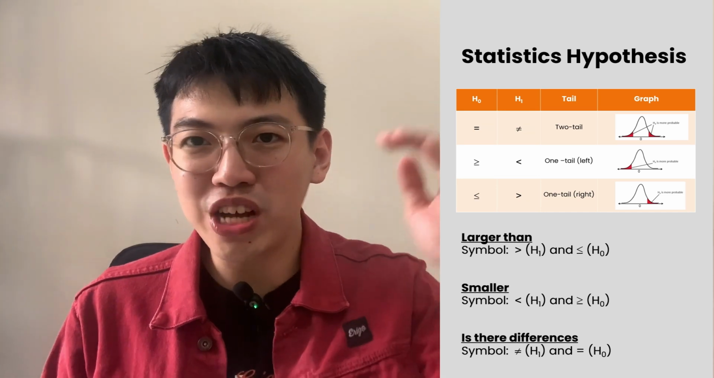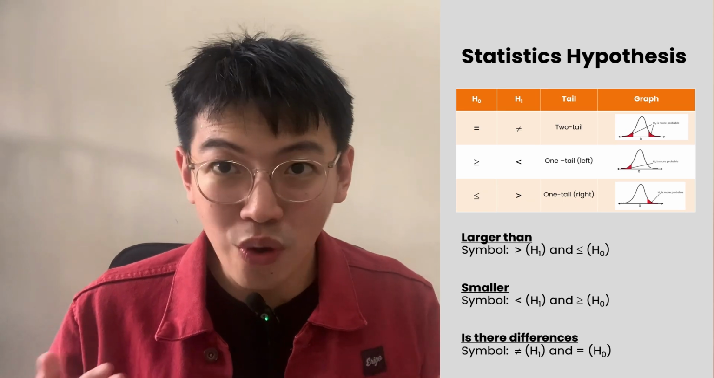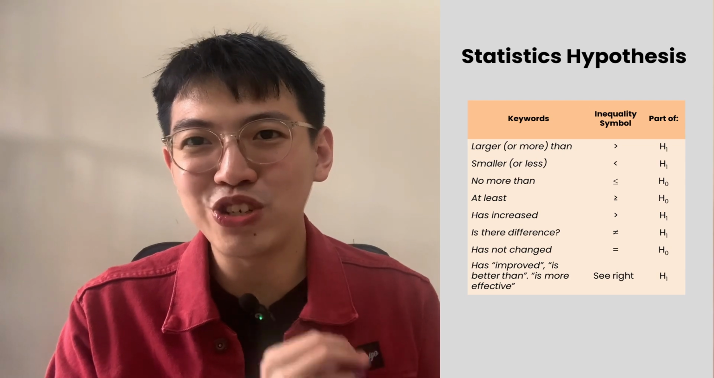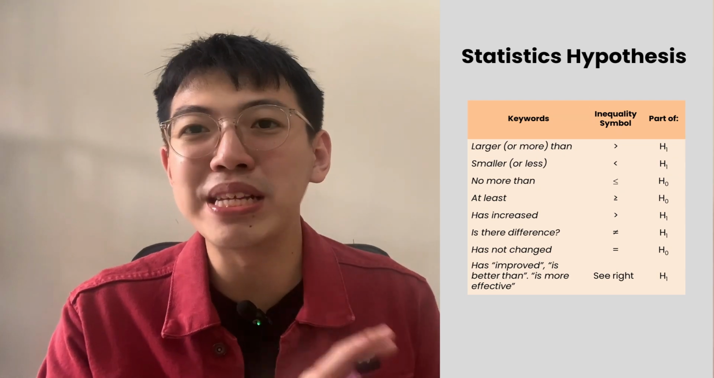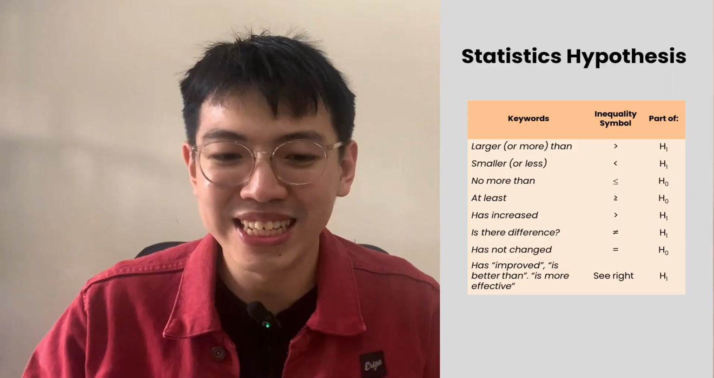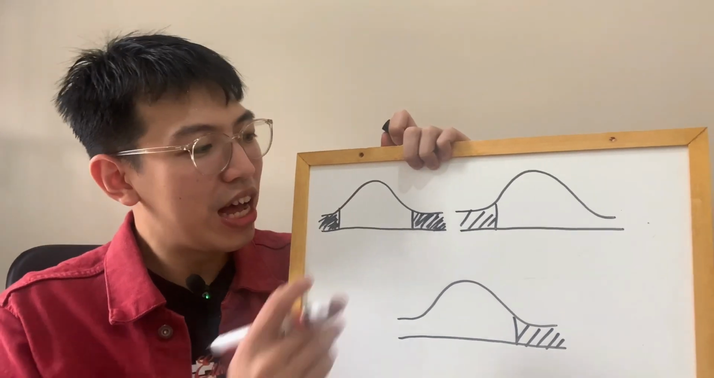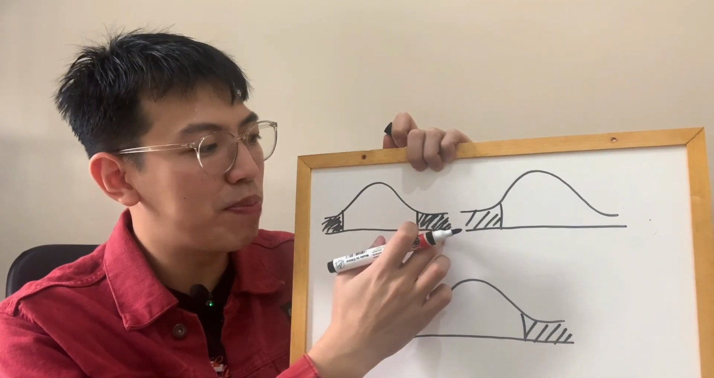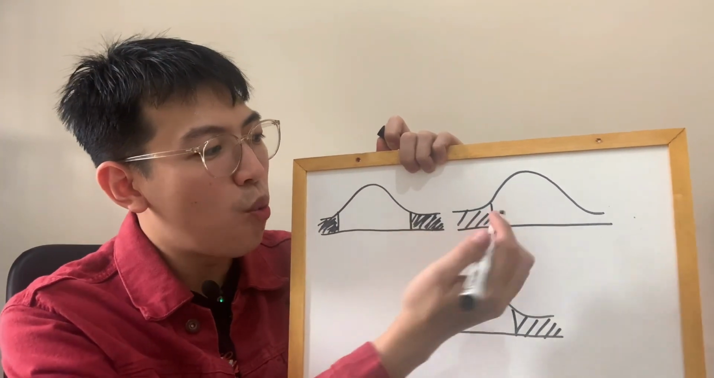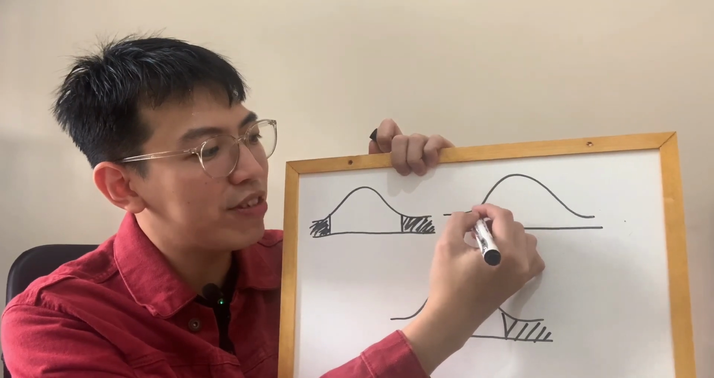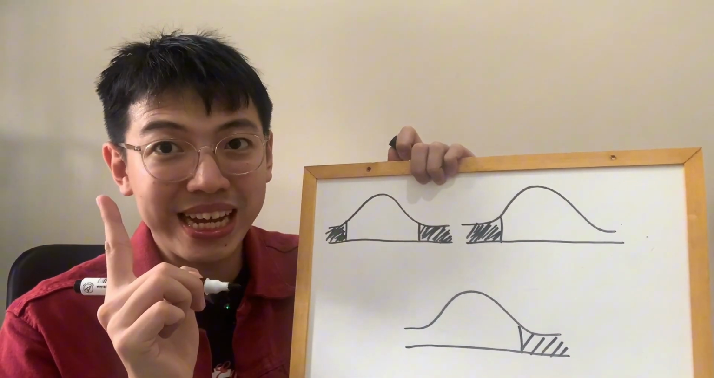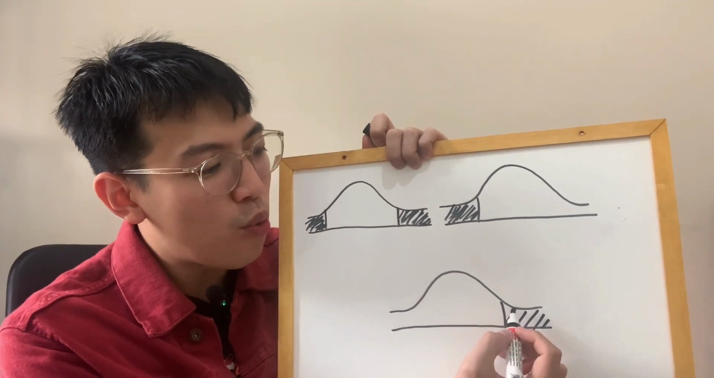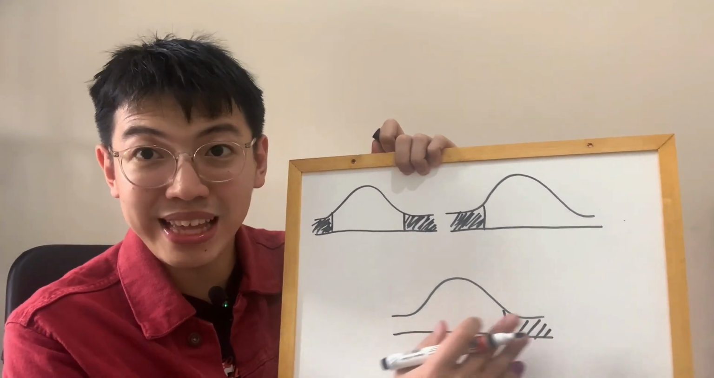So how to know which couple you use? It depends on the question. This table provides you more detailed explanation about which couple you should use based on the keywords of the question. There are three common types of graph. The first graph will be two-tailed, which means two sides will be shaded. The second one is one tail left, which means only the left side is shaded. And the last one is one tail right, which means only one tail is shaded, but it is on the right.